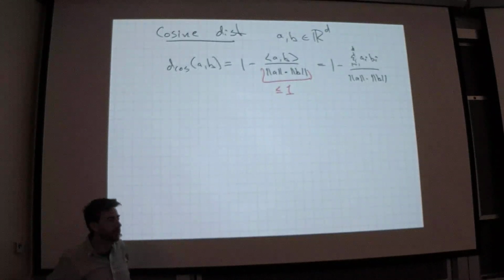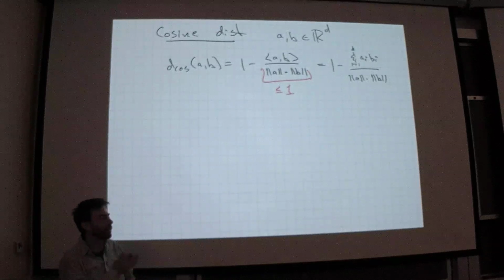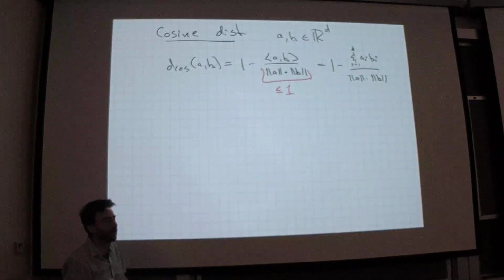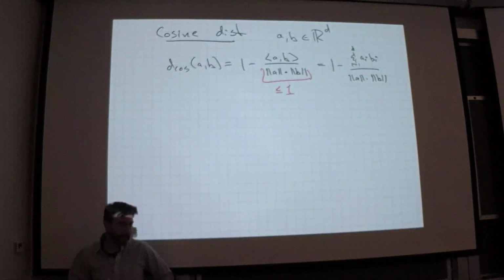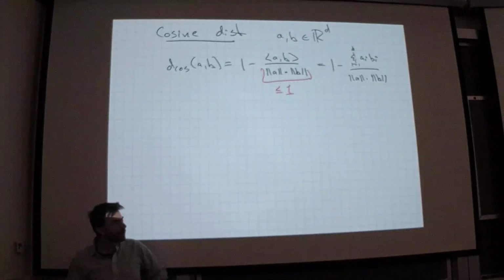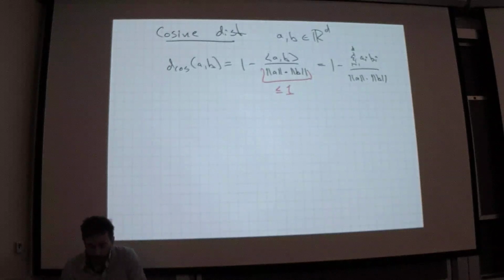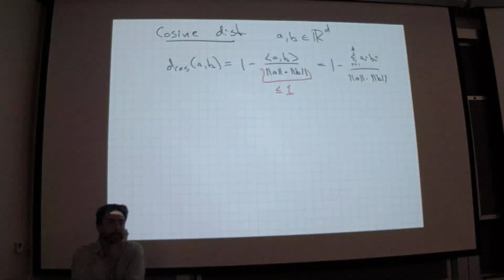Yep. Oh, we're going to ask a question. Well, I'm still asking, is this a metric? No, because if they're equal to each other, it'll be 0. But then the distance is 1, so that's okay. Yep, if they're parallel.